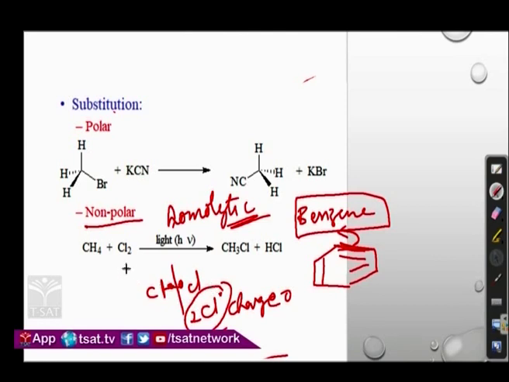These species are going to attack the methane molecule and break the C-H bond by equal dissociation. Because this is not charged, neither carbon gets attracted nor hydrogen gets attracted. It is highly reactive, so it will supply the energy to break this bond. So it is going to form a methyl radical as well as a hydrogen radical.